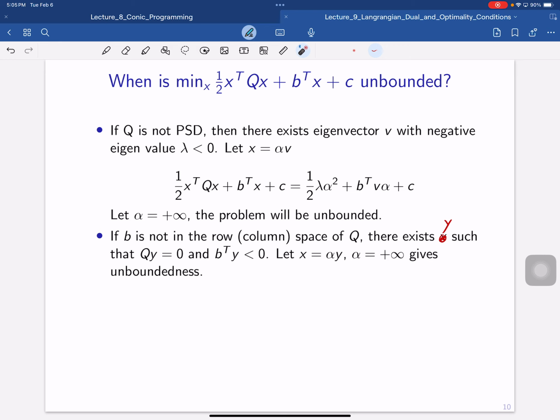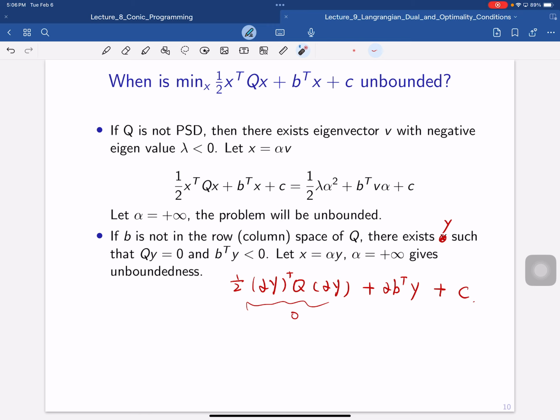Why is that the case? Because if you plug in X equal to alpha Y, the first term is X transpose QX, which will be alpha Y transpose Q alpha Y. Since we already know QY equals 0, because Y is in the null space of Q, this part of the term is 0, and you are left with a linear term, alpha times B transpose Y, plus a constant C. Since we know B transpose Y is strictly less than 0, if you set alpha equal to infinity, this problem will be unbounded, right?